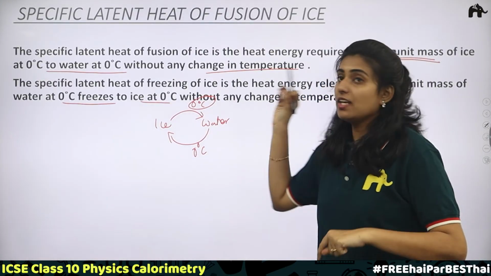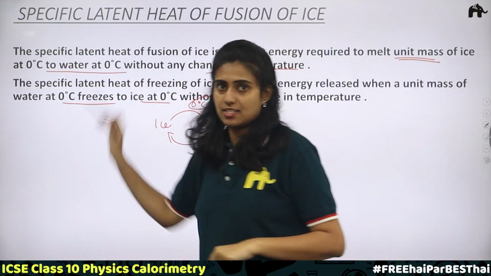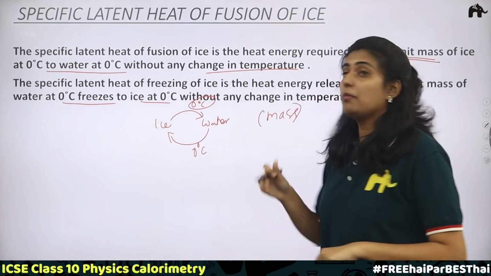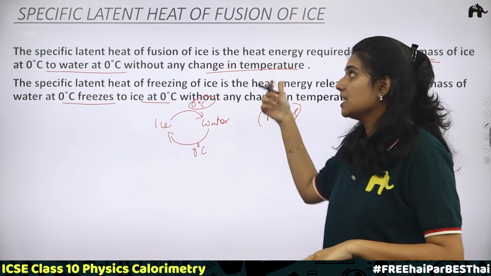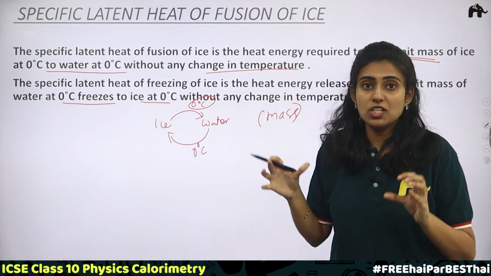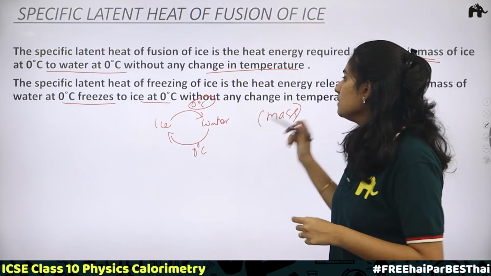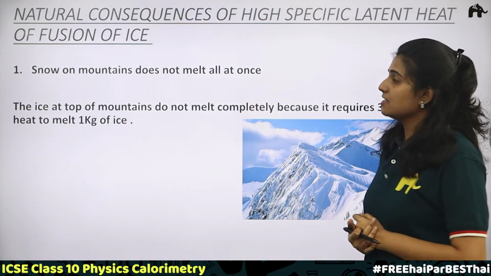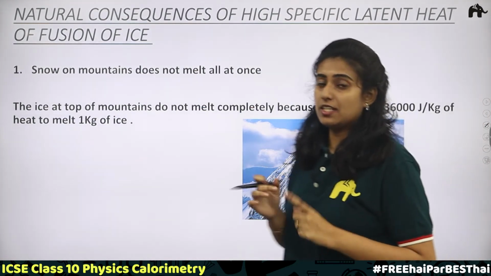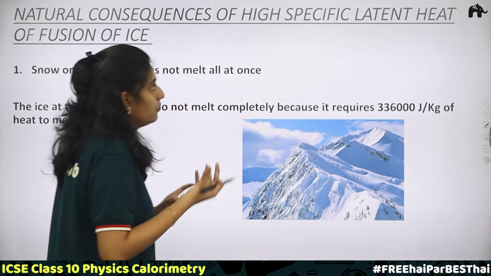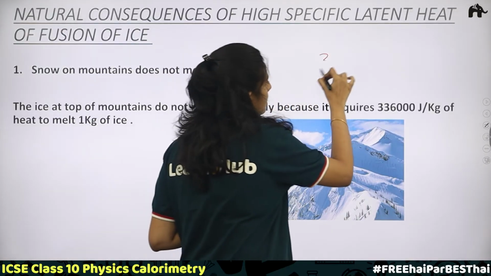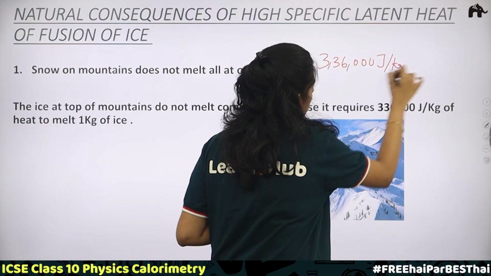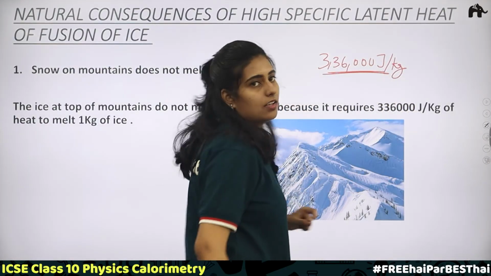Understood? You have to remember, when it comes to the case of specific latent heat, the important thing is you will have to mention about the mass, about the unit mass. Without mass, it is the latent heat. Okay, when you take unit mass or a given mass of a substance, it becomes specific latent heat. Now, I'll be discussing some natural consequences of the high specific latent heat of fusion of ice. The specific latent heat of fusion of ice is equal to 336,000 joule per kilogram. So, this is a very high value.